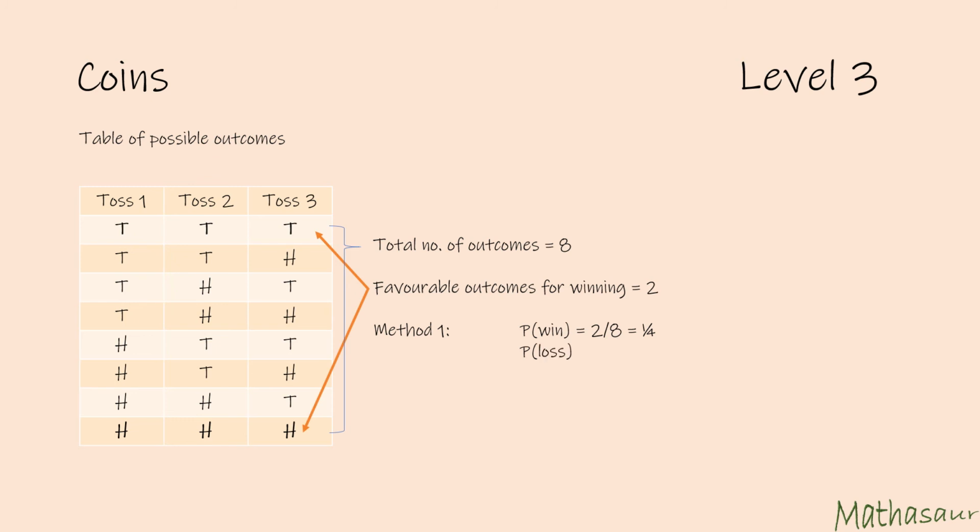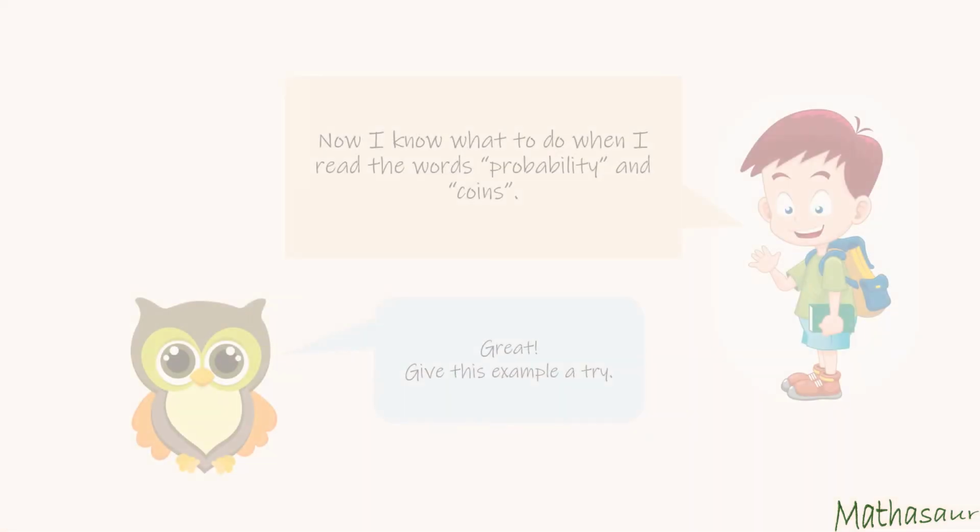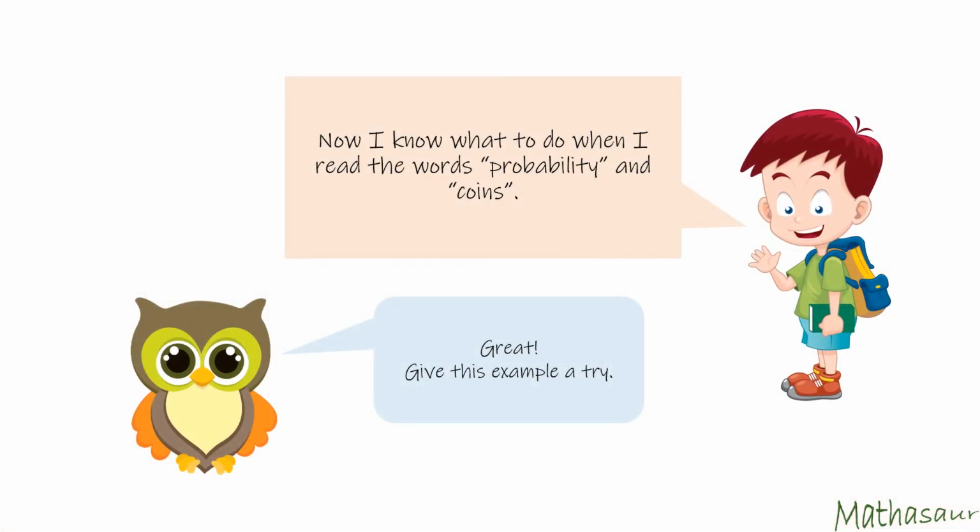And hence I can find my probability of losing, which would be 1 minus the probability of winning, equals 3 by 4. There is another way to find out the probability of losing. My favorable outcomes for losing would be 8 minus 2 or 6. Hence, my probability of losing would be 6 by 8 or 3 by 4. Now I know what to do when I read the words probability and coins. Great! Give this example a try.